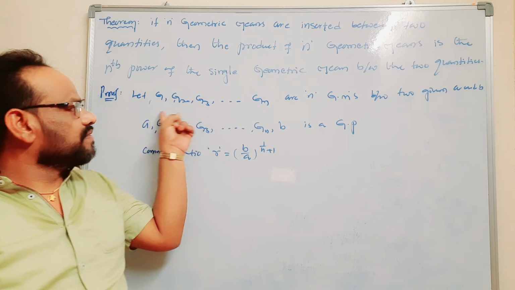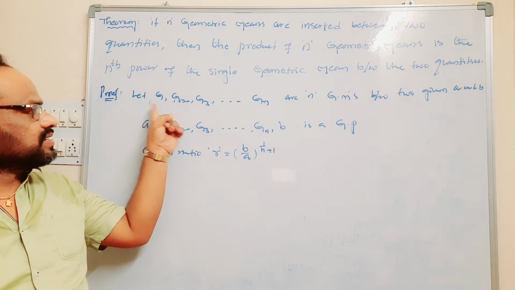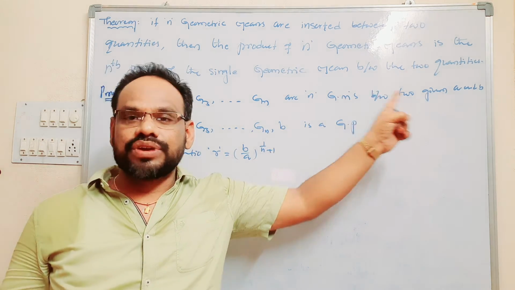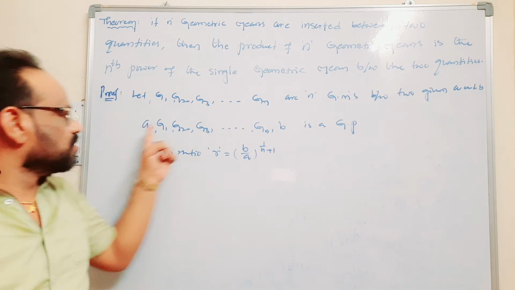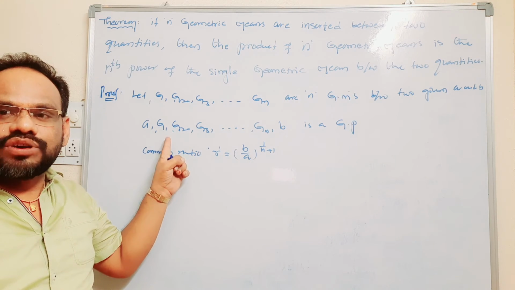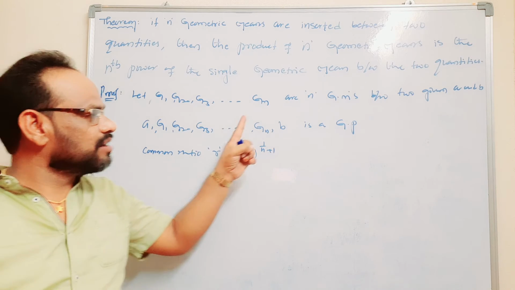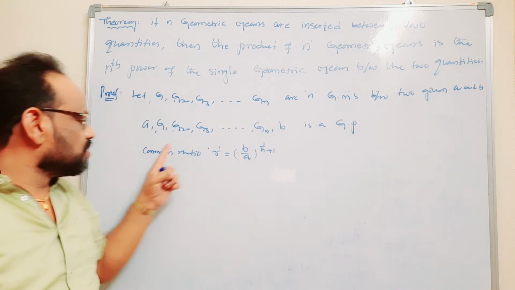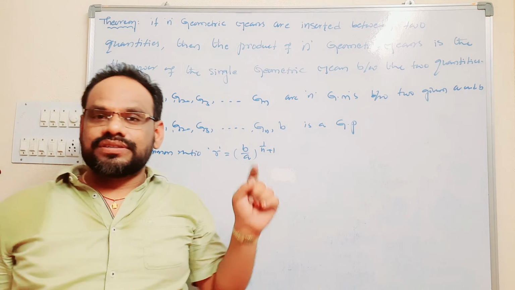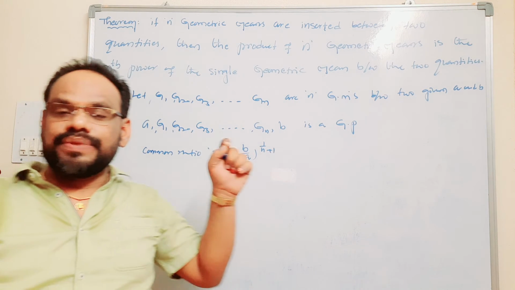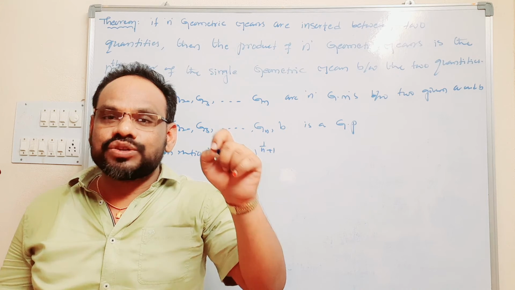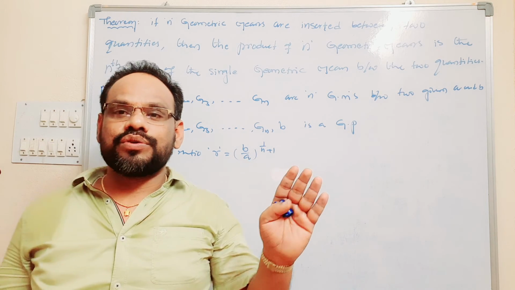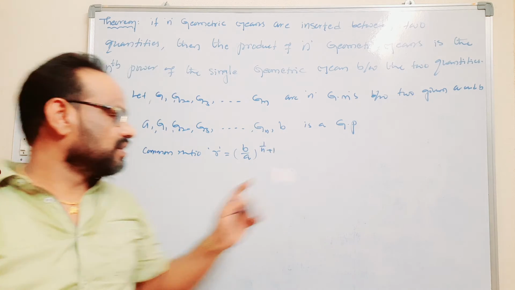Let us assume that G1, G2, G3, and so on, Gn are the n GMs between two given quantities A and B. So A, G1, G2, G3, and so on, Gn and B is clearly in geometric progression. So how to find the common ratio? If n geometric means are inserted between two given quantities, then the common ratio R is equal to (B/A) to the power 1/(n+1).